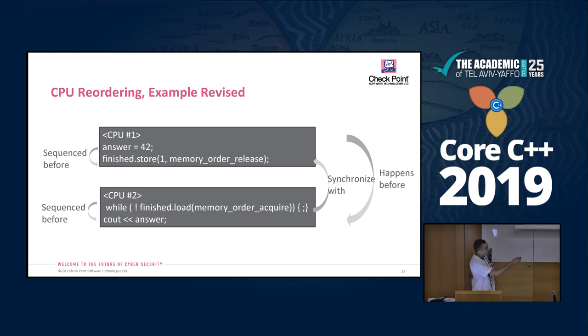Now, these two memory fences provide a synchronized-with relation. So the acquire synchronizes with the release, and they provide a happens-before relationship. And that's why, in this way, I can make sure that if I'm reading one on finished, I will see the 42 in answer.